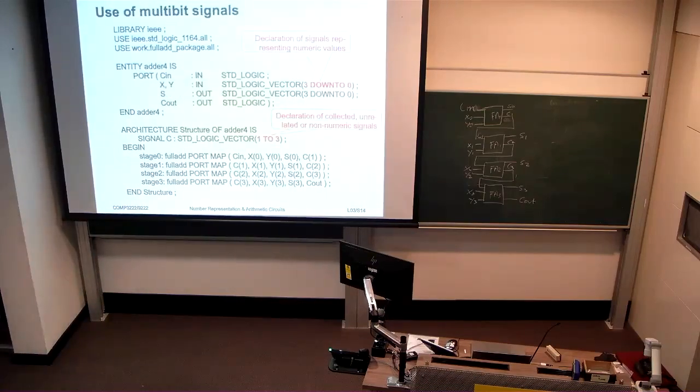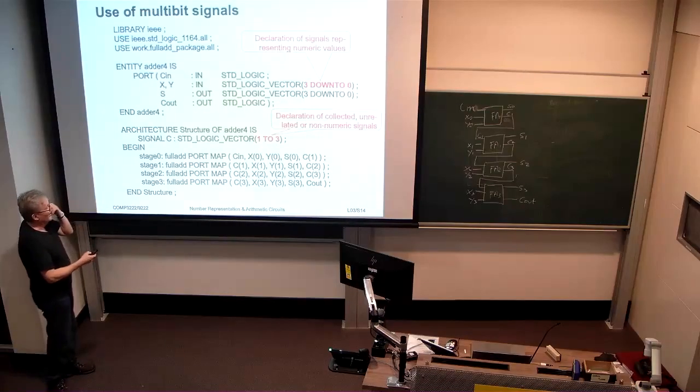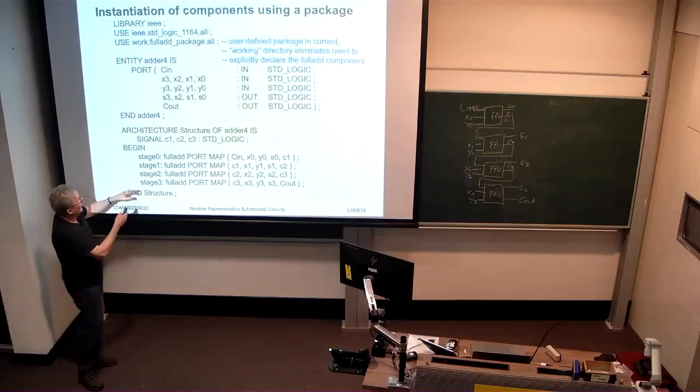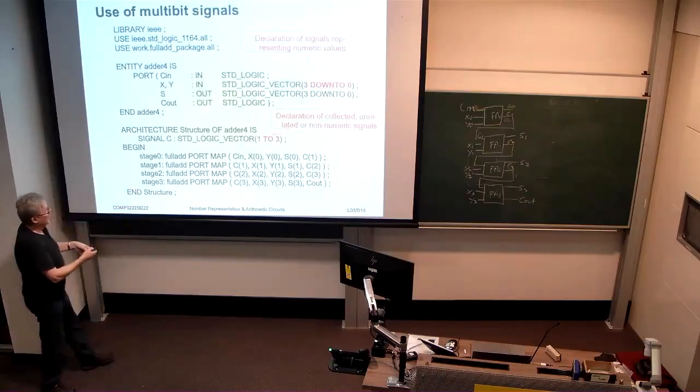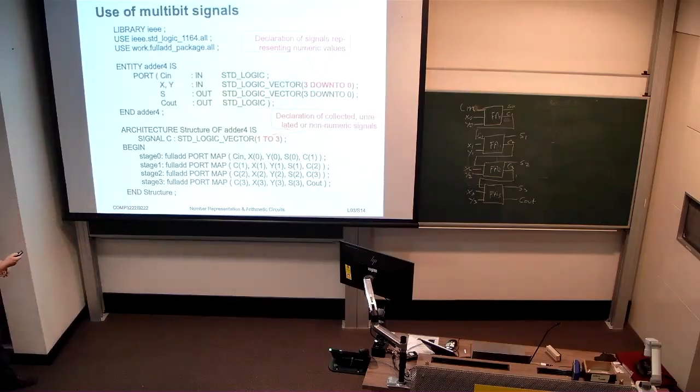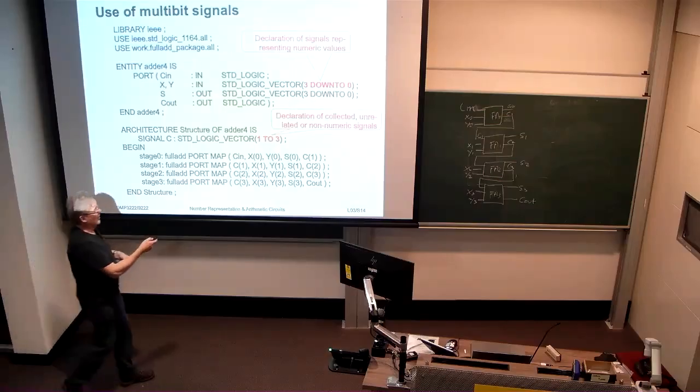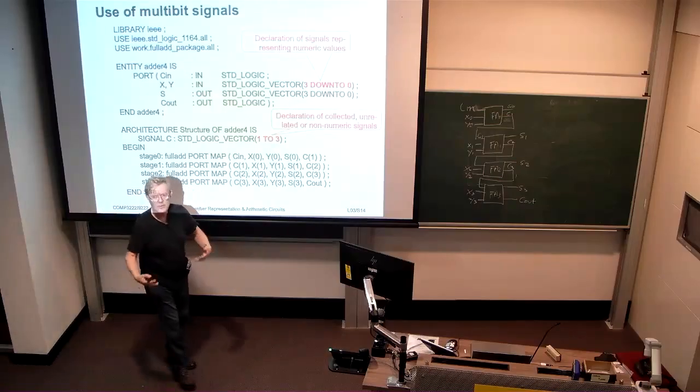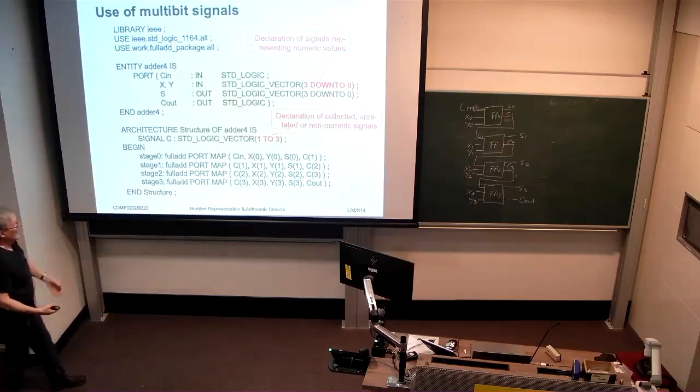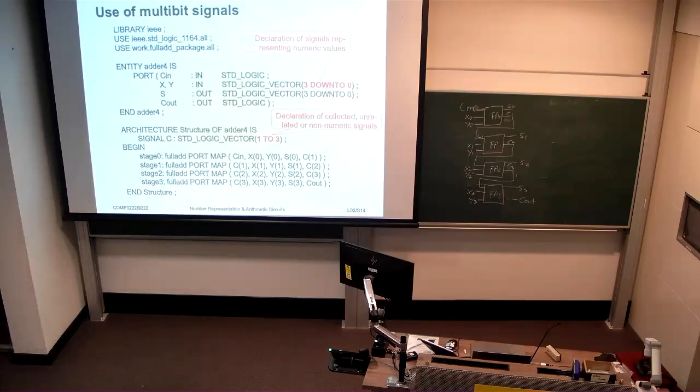Another VHDL feature makes life a lot easier. Rather than having to declare the individual bits of a number, you can declare vectors. So X and Y can be declared as standard logic vectors, here of size 3 down to 0. Now I know you've already been doing that within your first lab, actually, because you've declared the switches and LEDs as being vectors.